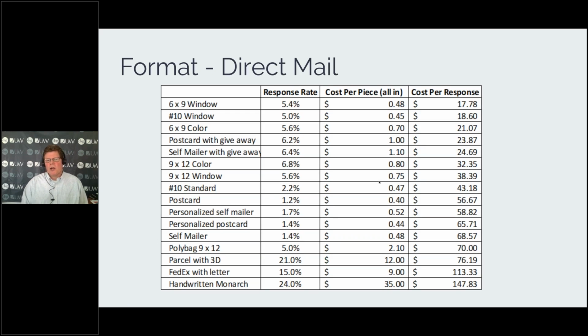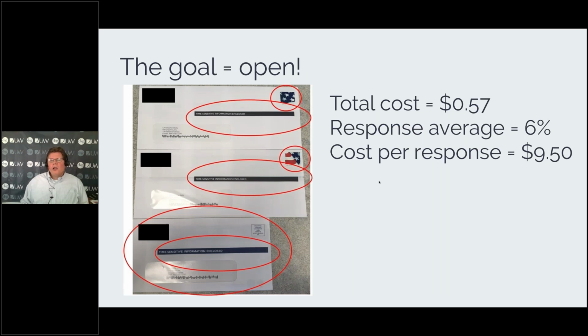It's showing what the response rate was, what the total cost per piece was, and then what the cost per response was. So we went from a low of $17.78 per response to a high, which was a handwritten Monarch envelope, cost $35 each to do. Look at the response rate was phenomenal, but this is why we don't measure just response rates. We look for the total ROI. We had a 24% response, but it costs $150 each to get those responses. The goal of direct mail is for people to open it and to interact with it.